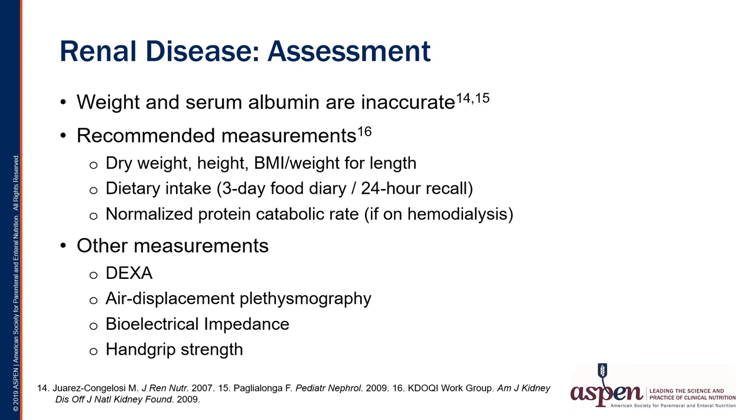It is important to remember that weight and serum albumin are inaccurate in renal disease and unreliable due to likely water retention. That being said, the recommended anthropometric measurements are dry weight, height, and either BMI or weight for length. It is recommended that dietary intake be assessed either through a 24-hour recall or a 3-day food diary. For children on hemodialysis, the normalized protein catabolic rate should be calculated. A variety of other measurements, as depicted on this slide, can be used to assess nutritional status in renal disease.